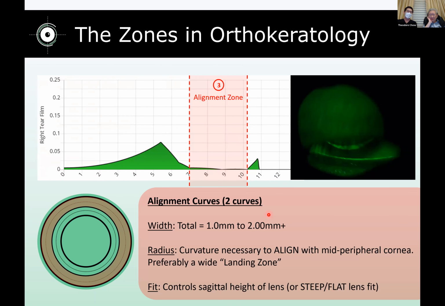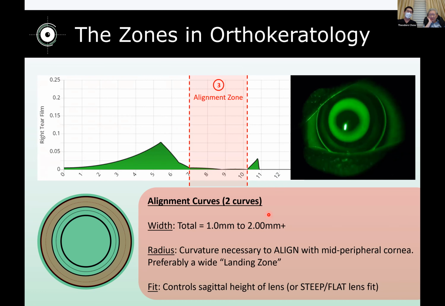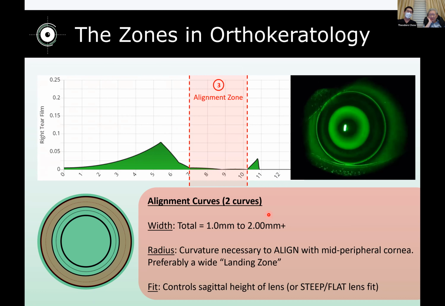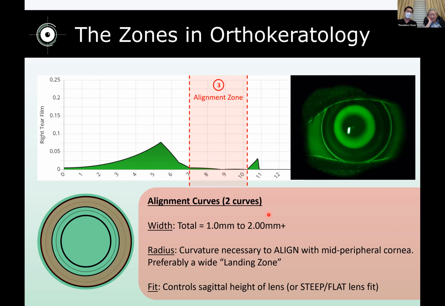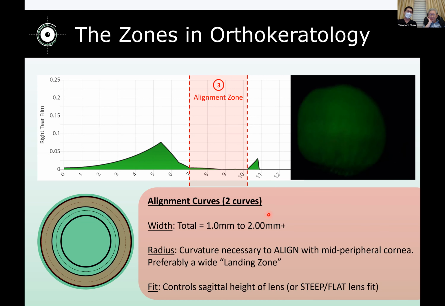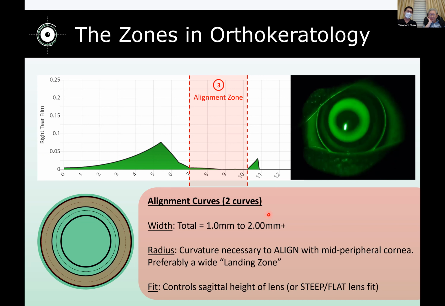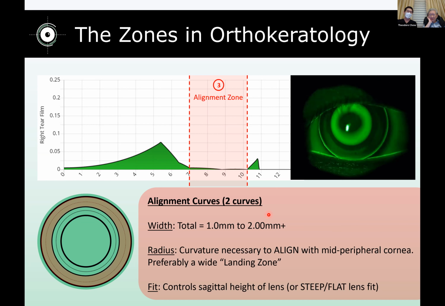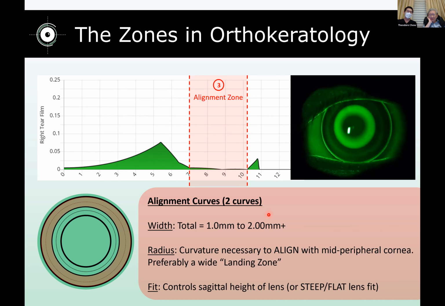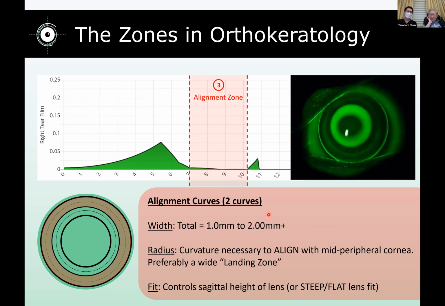So the alignment curve. Dr. Chow mentioned Tom Rehm. I believe historically one of the most significant changes to our modern ortho-K lenses was Tom Rehm adding a wide alignment curve to the then popular three zone lens. That was aimed to improve centration. I believe this was then the Dream Lens, and it became the most copied design in modern use. So this was huge, and it made sense.